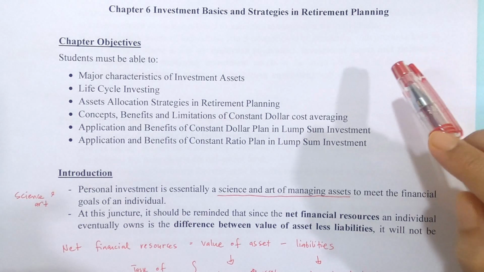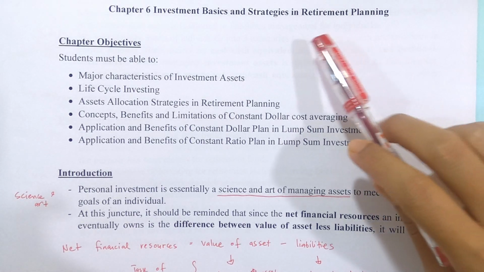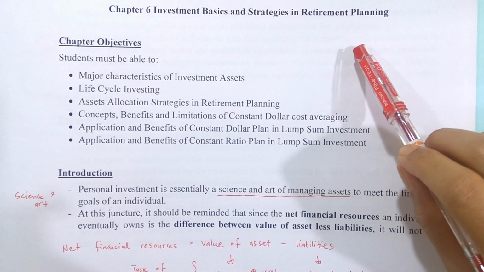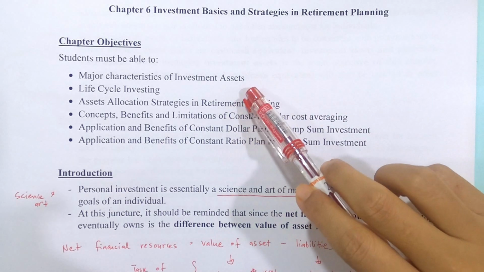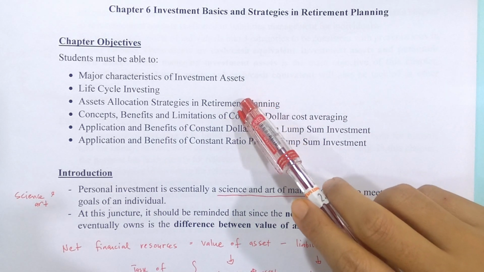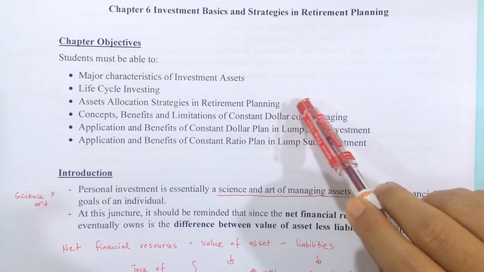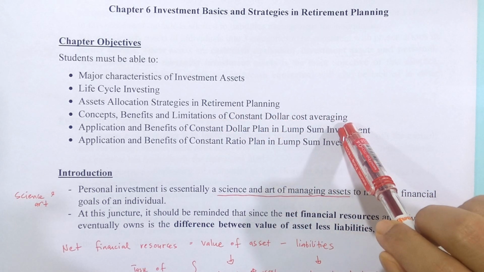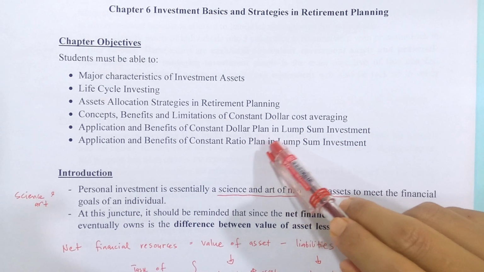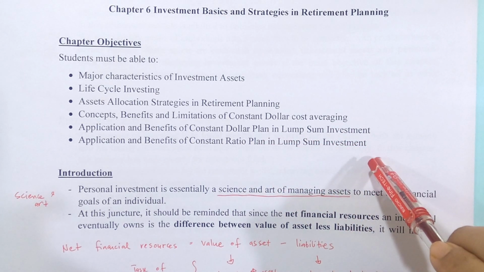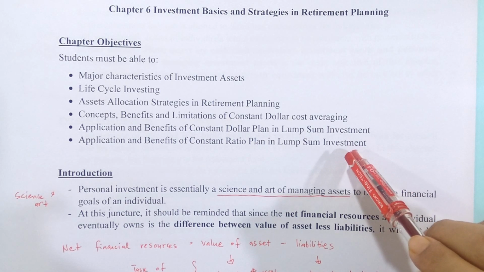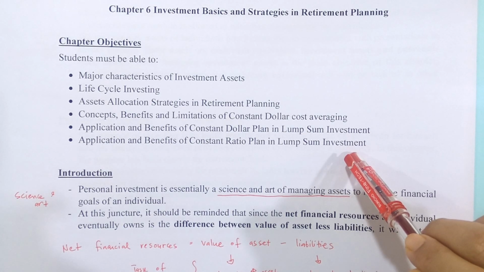This is the lecture for chapter 6, investment basics and strategies in retirement planning. In this topic, we are going to look at the major characteristics of investment assets, life cycle investing, asset allocation, strategies in retirement planning, the concept, benefits and limitations of constant dollar cost averaging, and the application of the constant dollar plan in lump sum investment, as well as the analysis on how we should choose our investment, which investment is actually better than another.